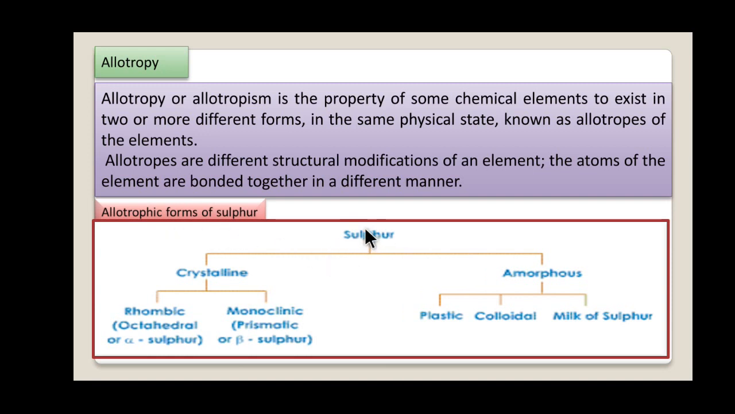The allotropy of sulfur is classified into crystalline and amorphous. In the crystalline form, the arrangement of atoms is regular, and in the amorphous form, the arrangement of atoms is irregular. The crystalline forms are rhombic, or octahedral, or alpha sulfur, and monoclinic, or prismatic, or beta sulfur. The amorphous forms are plastic, colloidal, and milk of sulfur.